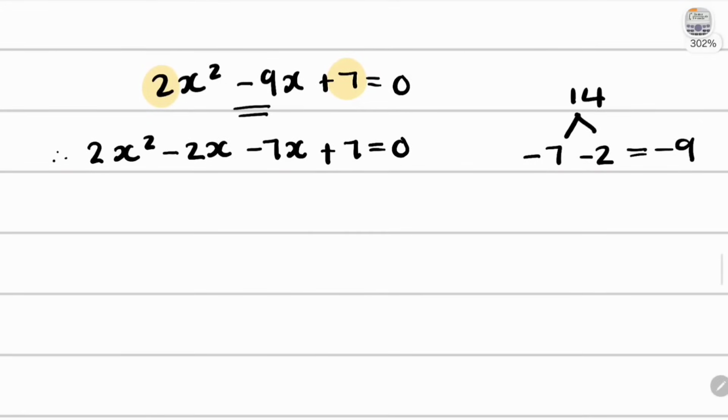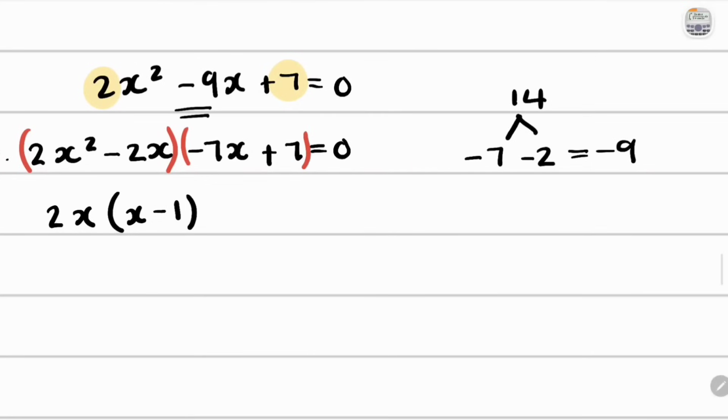And now we can use grouping. So we group these two together and these two together. So take out the highest common factor between these two terms. That's going to be 2x. And then what are you left with? In the first term, you'll be left with just x. And in the second term, you'll be left with negative 1. Okay, second term. Take out a common factor. That would be negative 7. And what are you left with in the first term? That would be x. And in the second term, minus 1 is equal to 0.